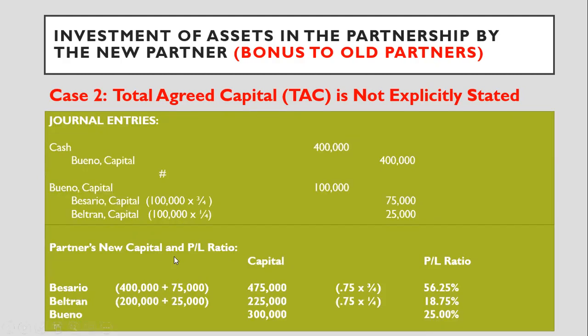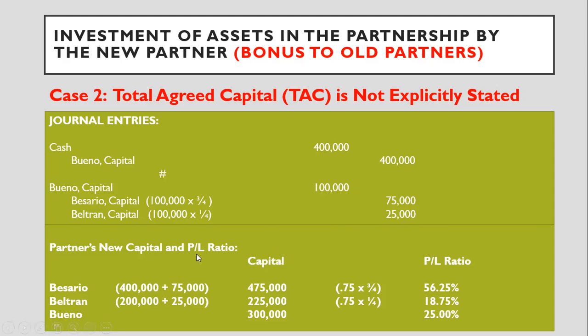So how do we account now for the investment? First, we recognize the cash investment of 400,000: we debit cash 400,000 and credit Bueno Capital 400,000. Then we recognize the bonus to the old partners by reducing the capital of Bueno. So it's a debit to Bueno Capital 100,000 and a credit to the old partners' capital using their P&L ratio. Credit to Bisario Capital, 100,000 times 3/4, is equal to 75,000. And Beltran Capital, 100,000 times 1/4, you have 25,000.